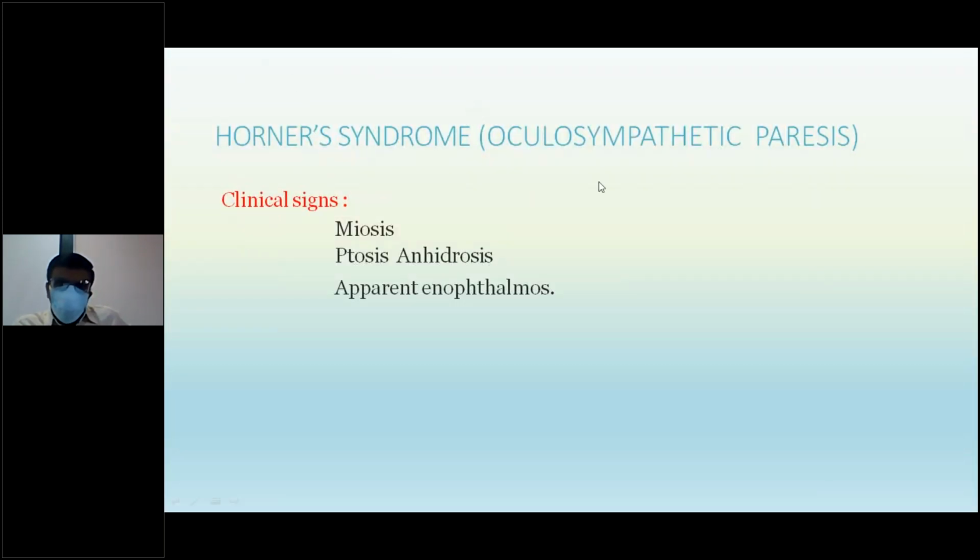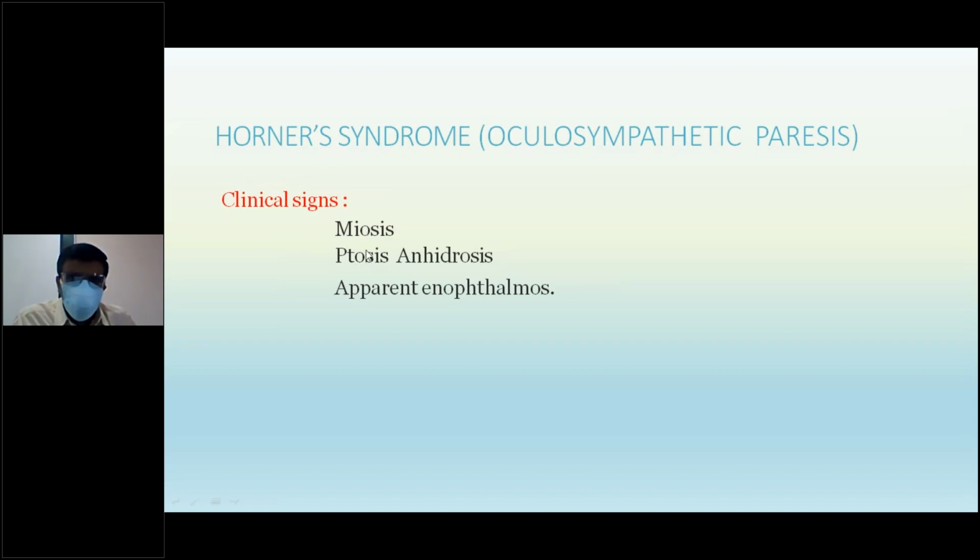Horner syndrome: the other name for Horner syndrome is oculosympathetic paresis. There will be miosis and ptosis. Miosis means constriction of the pupil. Ptosis means drooping of the eyelid. Anhidrosis means absence of sweating. There is apparent enophthalmos; the eyeball is pushed inward. Proptosis means the eyeball is pushed outwards.